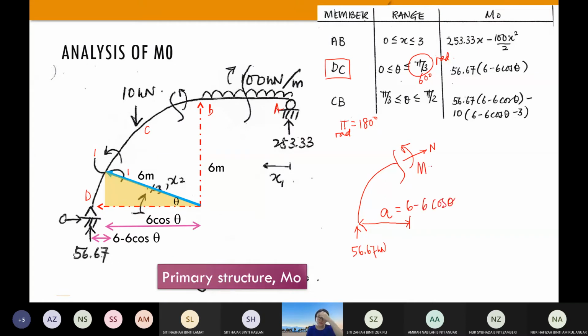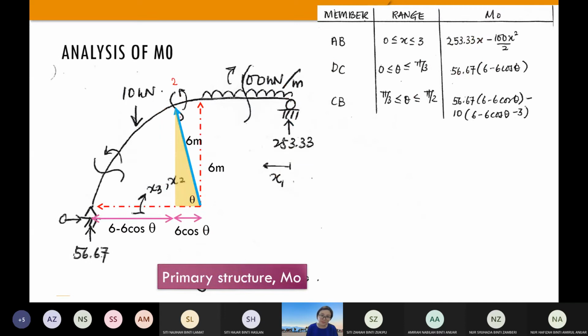So the moments here will be the loading, 56.67, multiplied with the distance. That's all, your moments. And it is positive because it is acting oppositely to the internal moments. Okay, so I'm going to move to CB right now, cut section 2.